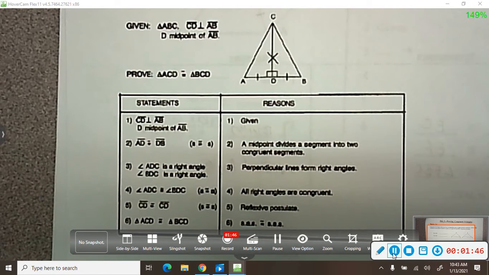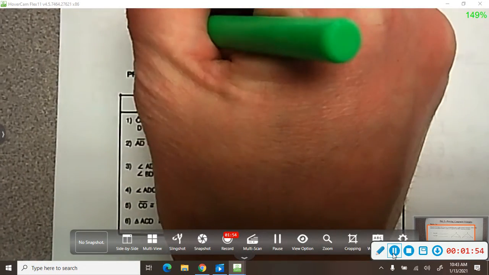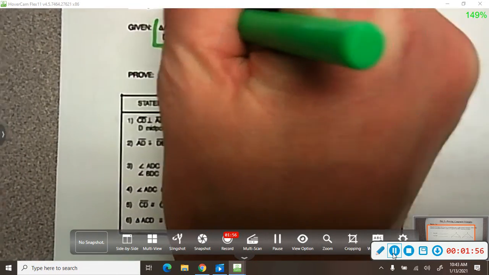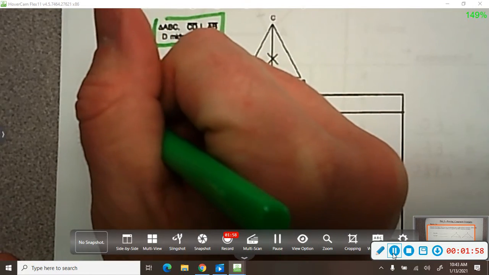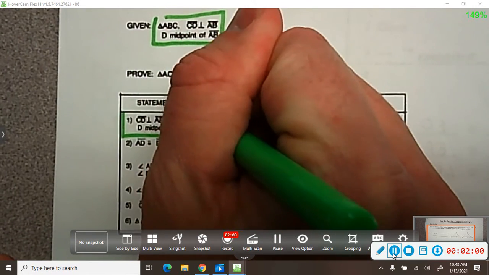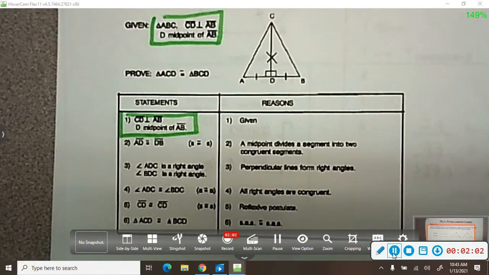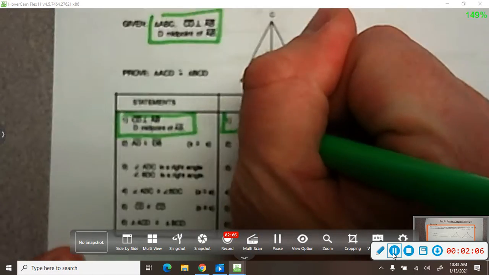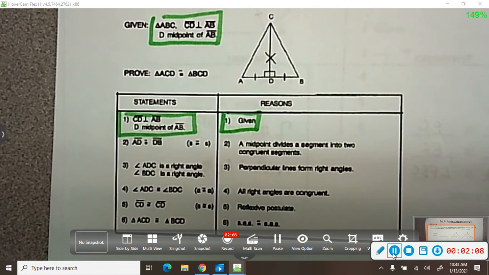Now we're going to talk about proofs. Remember, when you're doing a proof, you always put the given first. So whatever they tell you goes at the top. That's the easy part. And all you do for the reason, you just say, hey, you gave that information to me. That's always the first step in the proof. You write down the given.